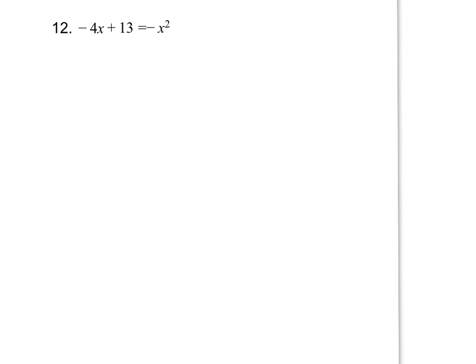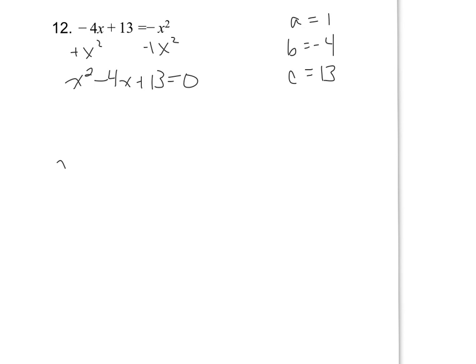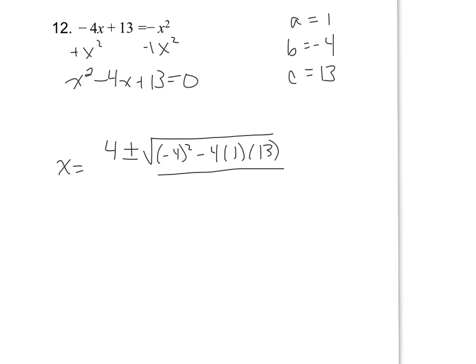Okay, last one. So again, not everything is on the same side, so I'm just going to add the x squared because that seems to be the easiest. So that'll leave me x squared minus 4x plus 13 equals 0. So in this case, a is going to be 1, b is going to be negative 4, c is going to be 13. So x equals negative negative 4 plus or minus the square root of negative 4 squared minus 4 times a times c, all over 2 times 1, which is 2a.